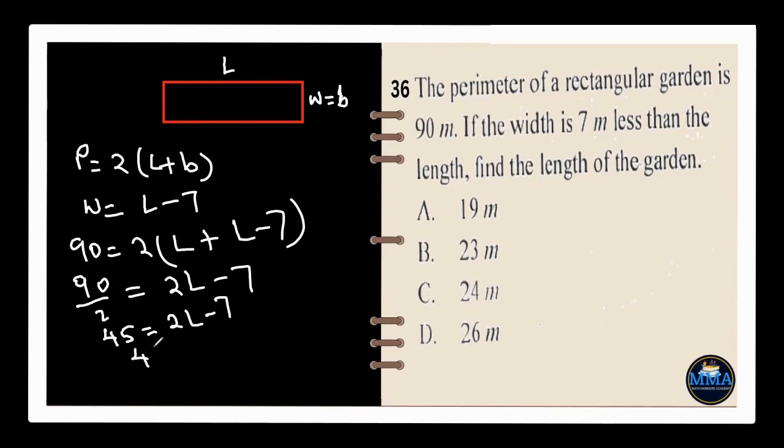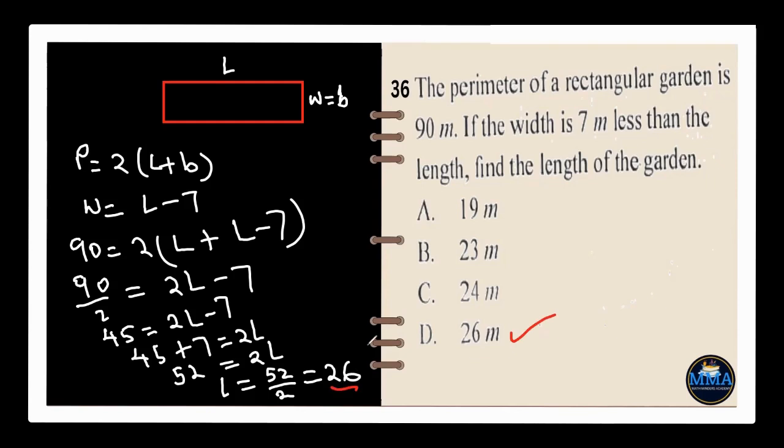So we have 45 plus 7 equals 2L. This is 52 equals 2L. That means if we divide by 2, L is 52 all over 2. That gives us 26. And they say find the length of the garden. So we have 26. And from the options, that is option D. Option D, 26 meters. We'll mark it and we'll proceed to question number 37.